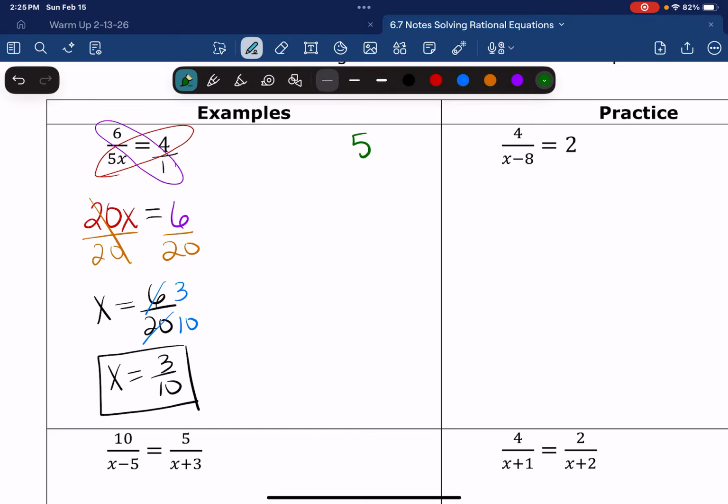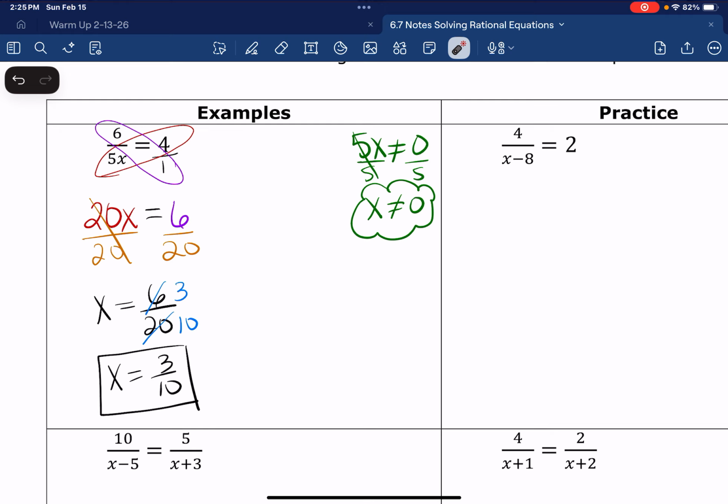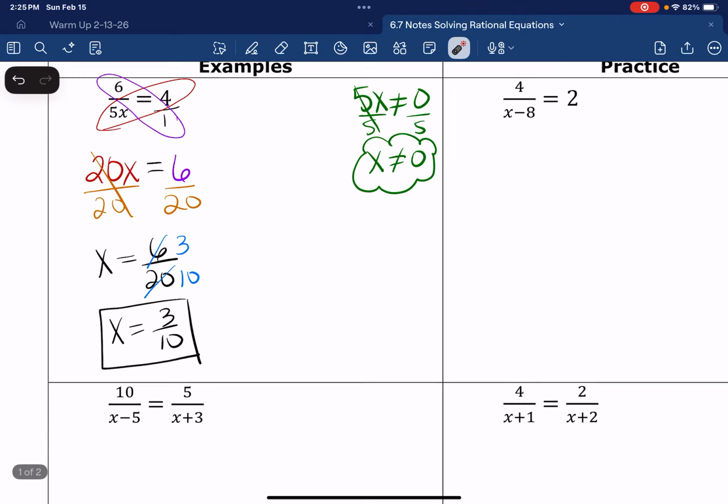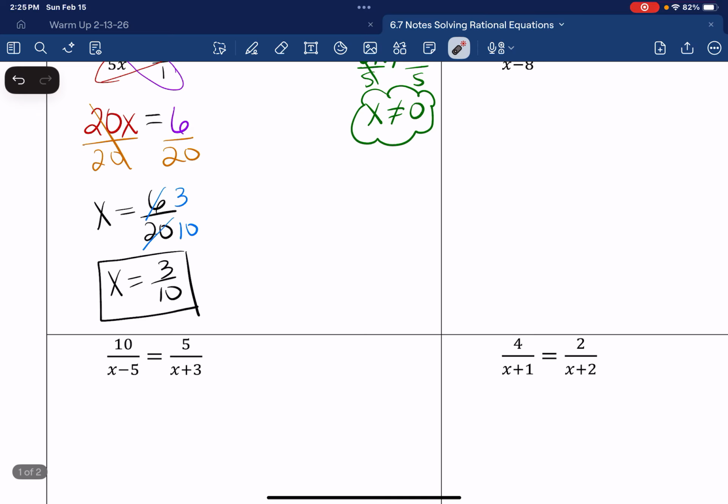We know that 5x is not allowed to equal 0. Well, how do you isolate that x variable? You just divide both sides by 5, and we get x cannot equal 0. This is our domain restriction. But because we only got 3/10 as our solution, I don't have to worry about that domain restriction for this problem. But you do always need to check it just to be sure.